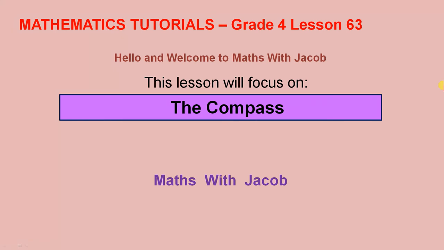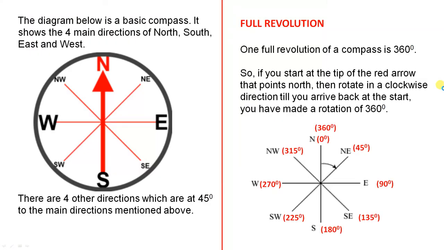This lesson will focus on the compass. The diagram below is a basic compass. It shows the four main directions of north, south, east and west. There are four other directions which are at 45 degrees to the main directions mentioned above. And the other directions are northeast, southeast, southwest and northwest.